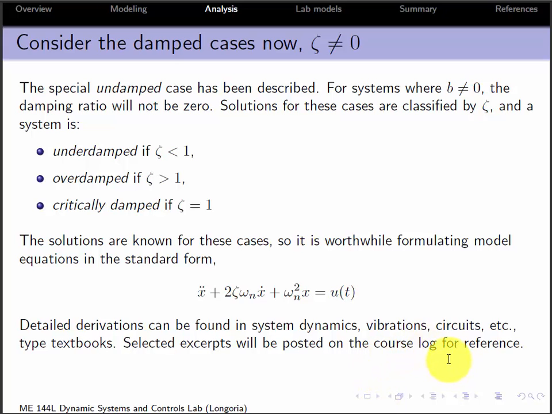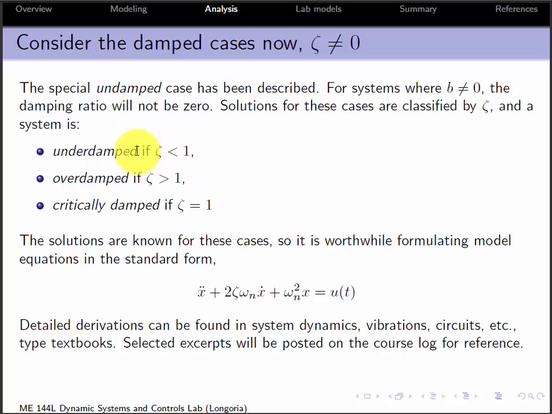Okay, so now let's consider the damped cases. Again, I'm assuming that you've seen this in other courses in physics and your circuits class. These second order systems are familiar. You always study this. These are second order ODEs. The solutions are classified by the damping ratio, and as I showed you, you put your model into the standard form, you solve for that zeta, and that tells you what kind of solution you're going to have.